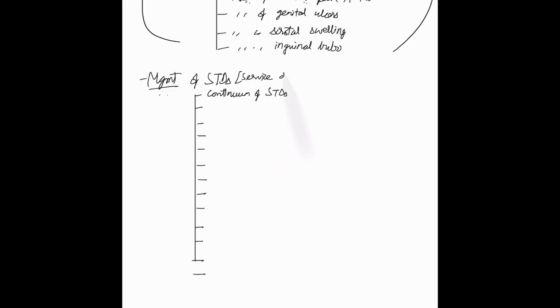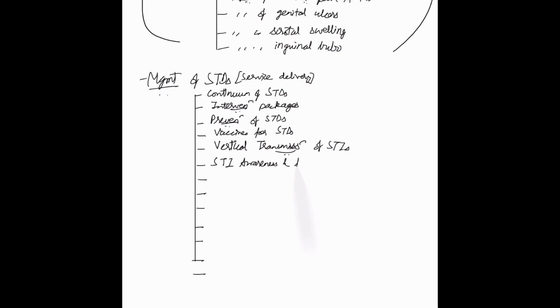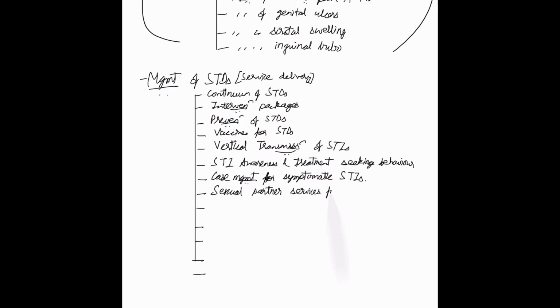We also have it given in the text separately as the management of STDs, which involves service delivery measures, including the continuum of STDs to be disrupted, intervention packages, prevention for STDs, vaccines for STDs, vertical transmission of STIs, STI awareness and treatment seeking behavior to be encouraged, case management for symptomatic STIs, sexual partner services for STIs, screening priority populations for STIs, and treatment for complications and sequelae that can arise, along with drug resistance and new diagnostic and treatment strategies, and linking STI services with other health services so that it's more approachable.